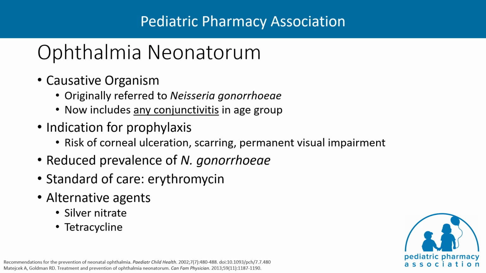The reason we are concerned about giving prophylaxis is the risk for corneal ulceration, scarring, and permanent visual impairment if left untreated. The standard of care is erythromycin, but there are a couple alternative agents available, such as silver nitrate and tetracycline. It is important to note that gentamicin ophthalmic ointment is not recommended and should be avoided due to severe ocular reactions. There is a strong recommendation in the KIDs List, the key potentially inappropriate drugs in pediatrics, to avoid gentamicin ophthalmic ointment with a high quality of evidence.